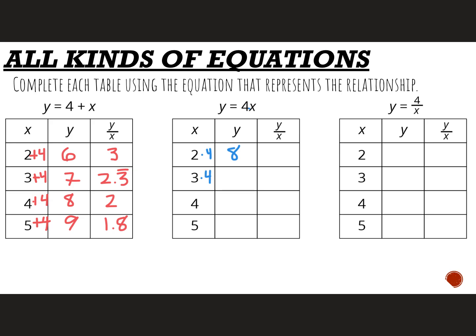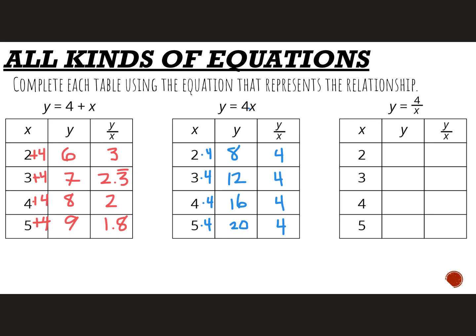3 times 4 is 12. 4 times 4 is 16. 5 times 4 is 20. Okay, and then if we divide 8 by 2, we get 4. 12 by 3, we get 4. 16 by 4, we get 4. 20 by 5, we get 4. So the y divided by x on all those is 4.